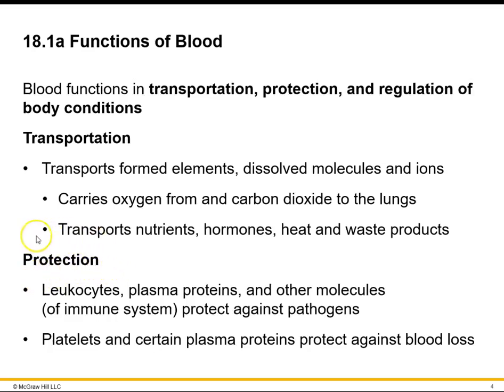Protection. This is going to be mainly the role of the leukocytes, but there are also plasma proteins and some other molecules of the immune system that are transported throughout the blood that protect us against pathogens. And then platelets and some plasma proteins are going to protect us against blood loss, and we'll talk about that in more detail at the end of this lecture.